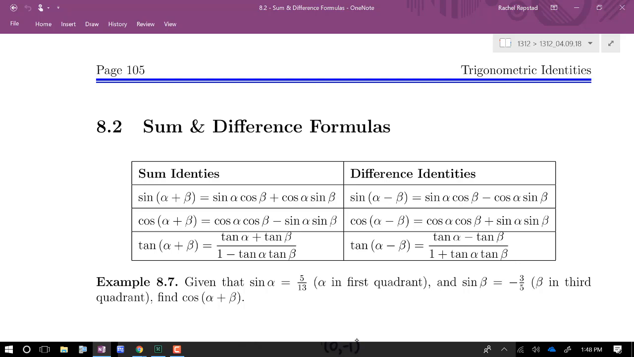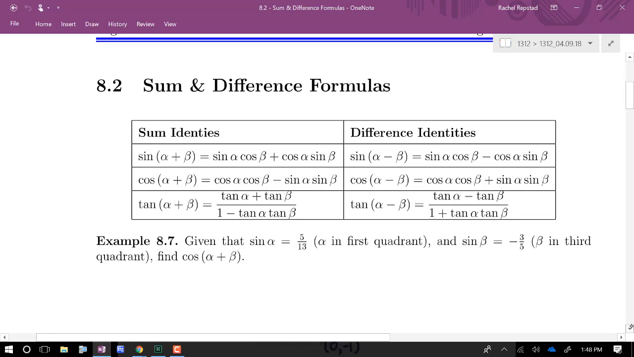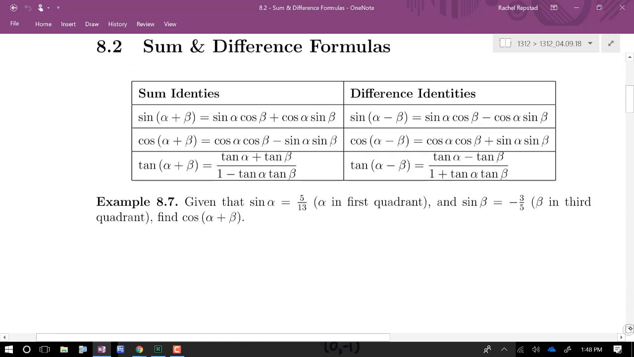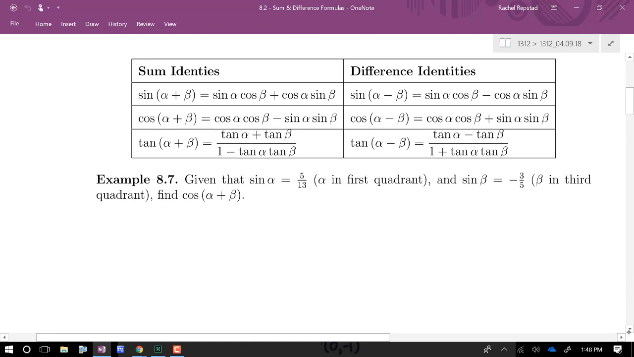So, for example, sine of alpha plus beta, we can compute it just knowing sine and cosine of the individual alpha and beta, right? And that could get us the sine of just the sum itself. So we have these formulas for sine, cosine, and tangent. Let's do a quick example.